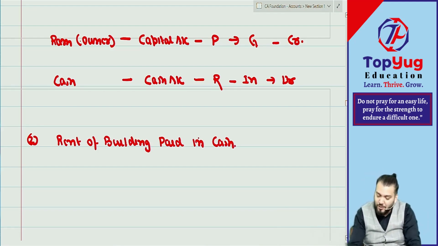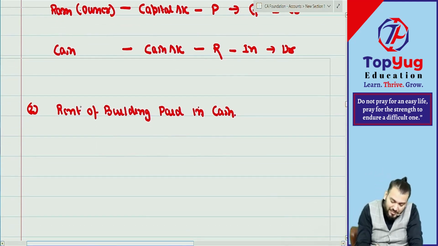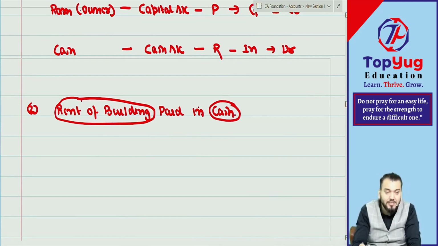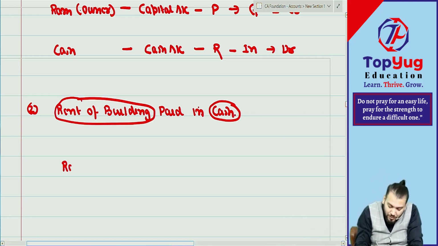So what are the two aspects? Can you say rent of building and cash? These are the two aspects. The building was used for business purposes. So we need to open one account: rent is one aspect, rent of building you can write down, and cash.